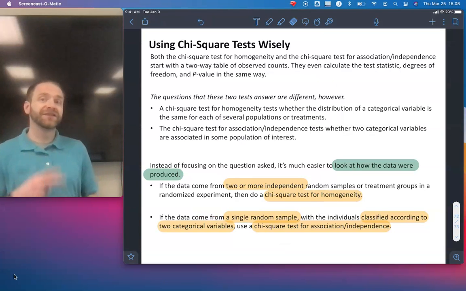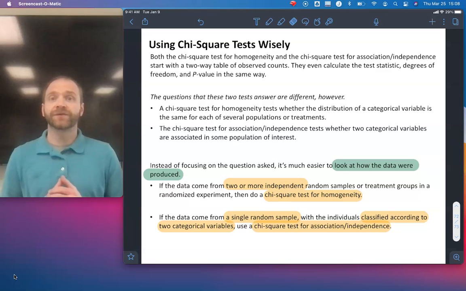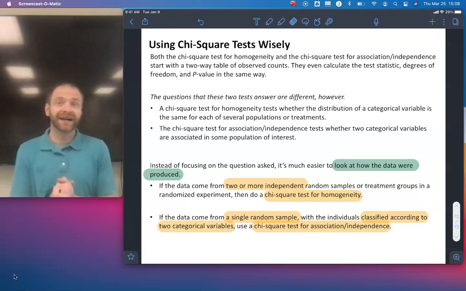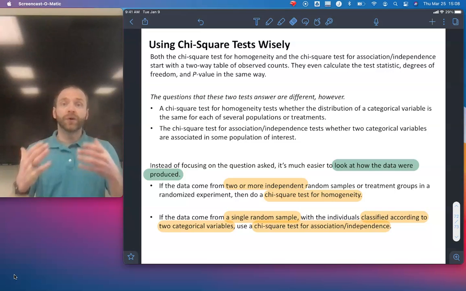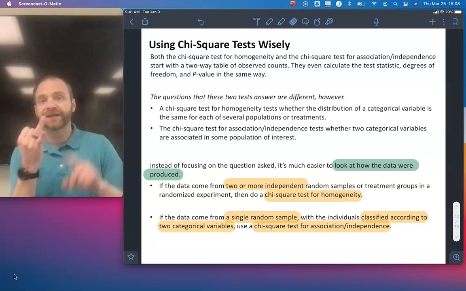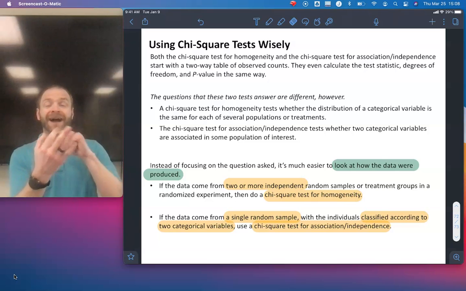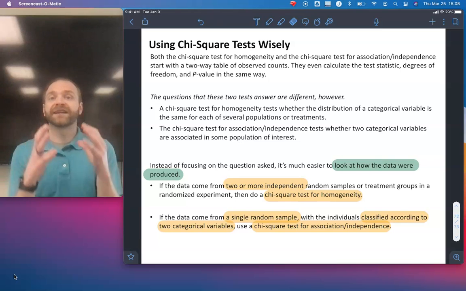So this lesson looked at two different tests, a chi-square test for homogeneity and a chi-square test for association and independence. And be wise with these. Use the chi-square tests wisely because they are very similar to each other. I mean, notice the work that we did calculating the test statistic, the degrees of freedom, the way it's presented in a two-way table, even the calculator steps are the same, finding the p-value is the same. They're so similar to each other.